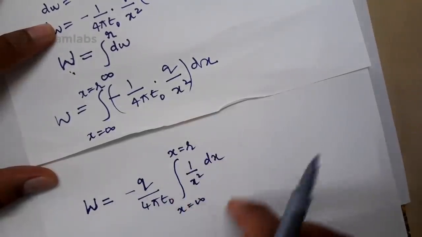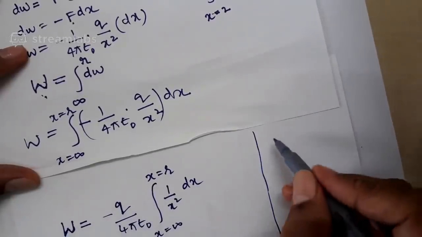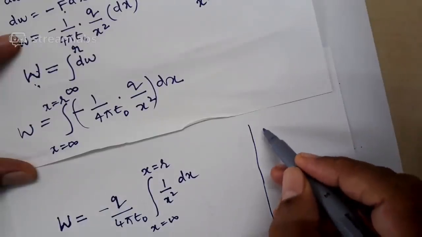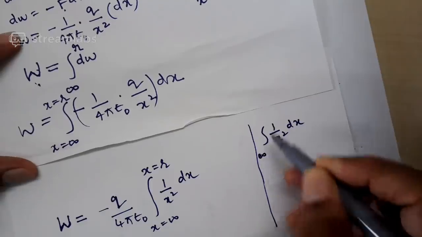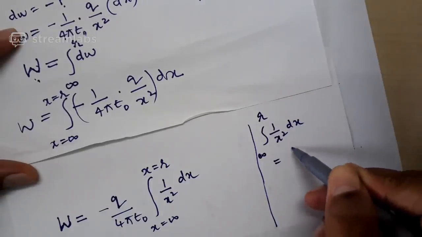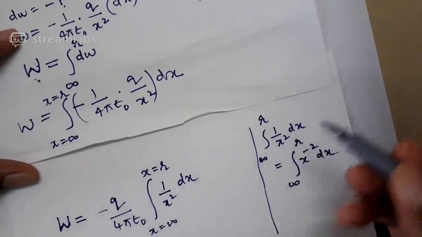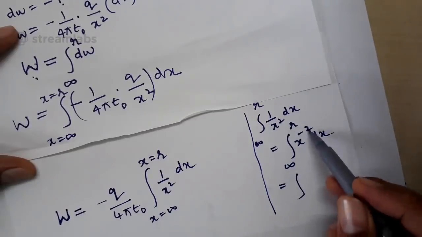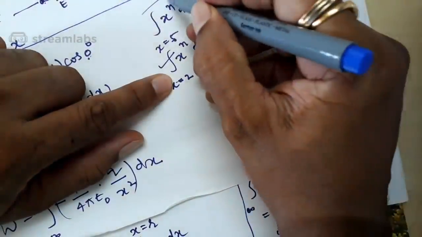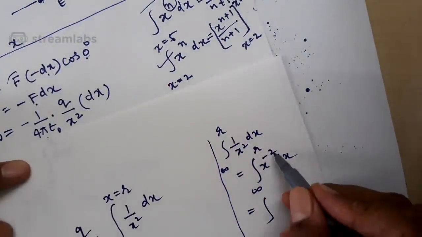Only the main job is integrating this. I'll leave it to the side, then I'll do the direct substitution. In the exams also you can do that. The integration of 1 by x square dx within the limits infinity to r can be written as the integration of x to the power minus 2 dx within the limits infinity to r. Sticking to the general formula, in the place of n I have minus 2 here.